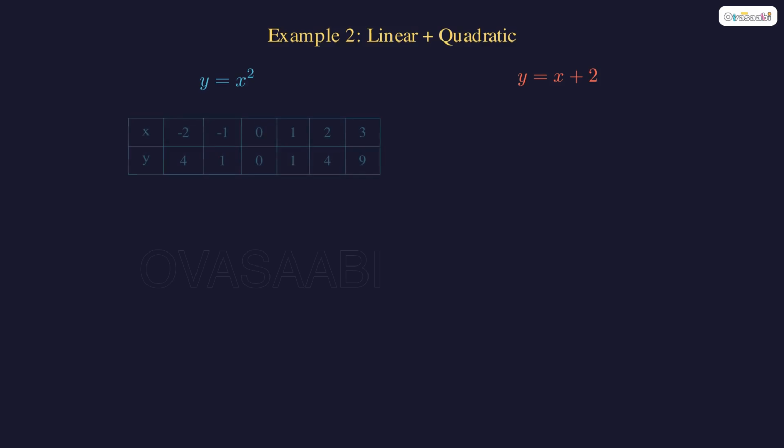Example 2, a harder one. Solve y equals x squared and y equals x plus 2. The first equation is quadratic, so its graph is a curve called a parabola. We need more points to plot it accurately.